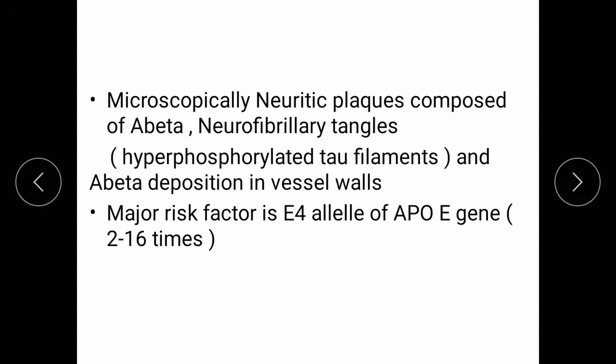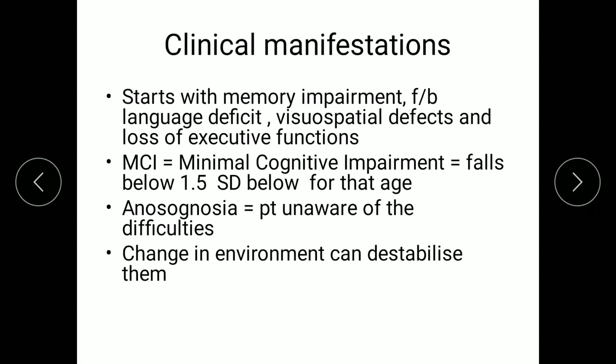Microscopically, there will be neuritic plaques and neurofibrillary tangles and A beta 42 deposition in the vessel walls. And one of the major risk factors for development of Alzheimer's disease is the E4 allele in the ApoE gene, which confers 2 to 16 times the risk for developing Alzheimer's disease.